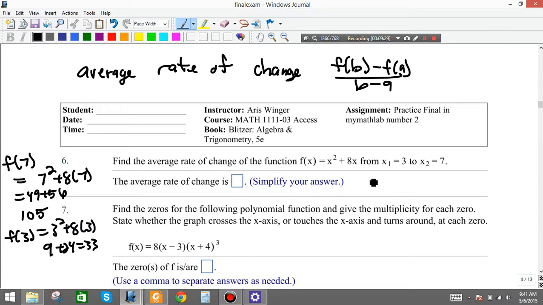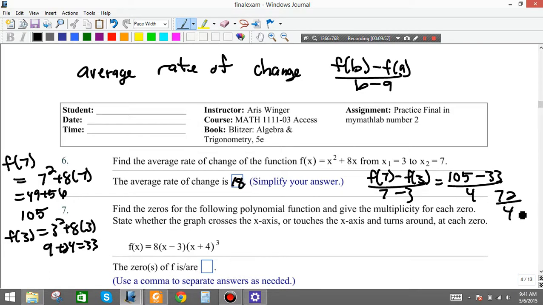And then f of 7 minus f of 3 all over 7 minus 3. That's 105 minus 33 all over 4. 105 minus 33 is 72. That's 72 divided by 4. The answer, 18.